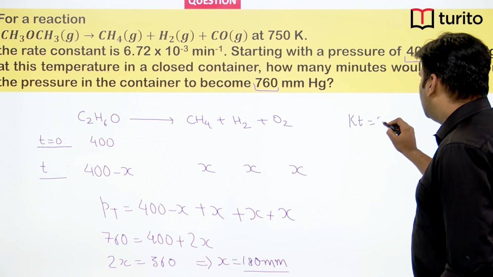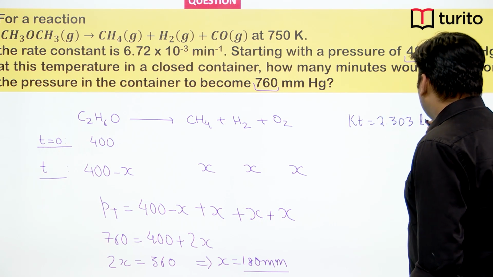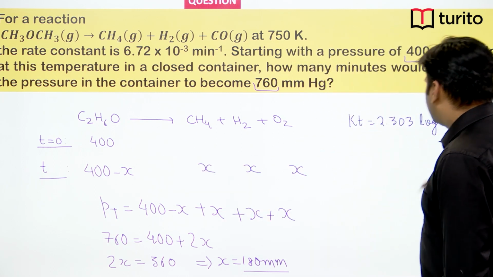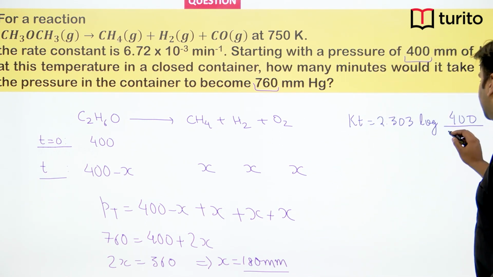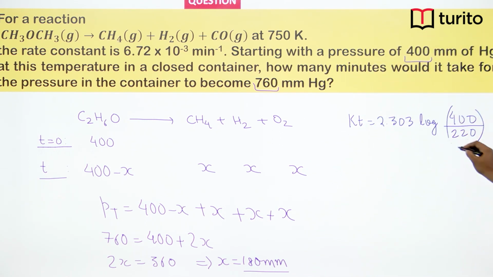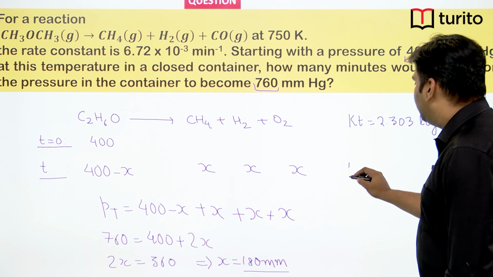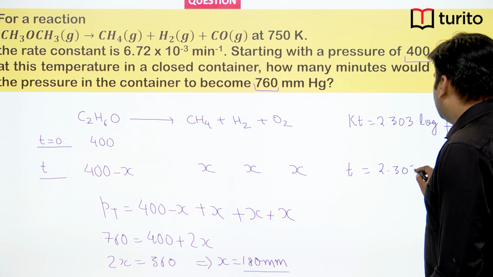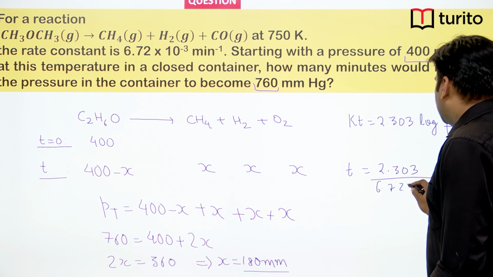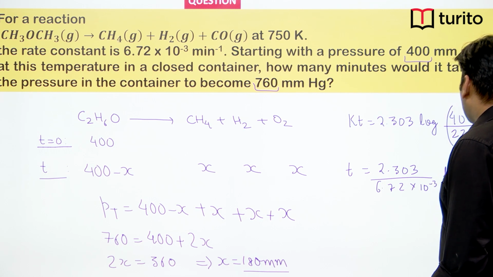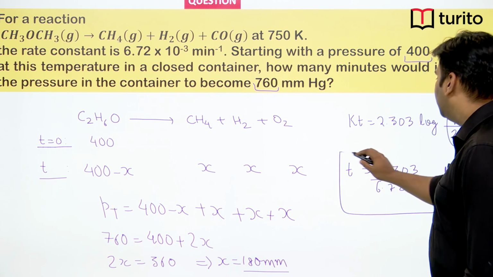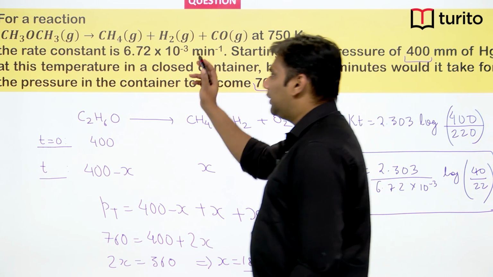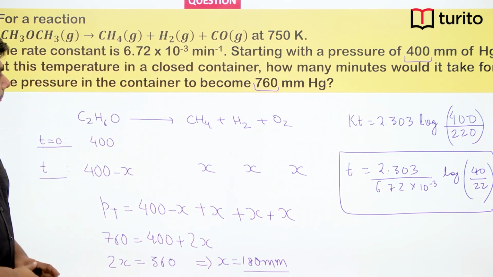kt will be equal to 2.303 into log base 10 of a naught over a. Now a naught would be proportional to 400, and a would be proportional to 400 minus x, which is 220. Okay. So from this we will get the value of t. k has been given to us as 6.72 into 10 raised to minus 3, so t equals 2.303 over k into log of 400 by 220. Okay. So this you can calculate and we will get the time in minutes, because the rate constant is given per minute. Okay. So I hope this question is also clear to everyone.